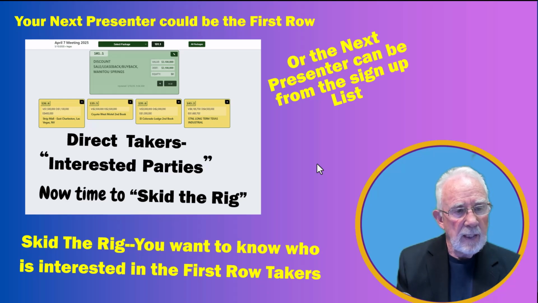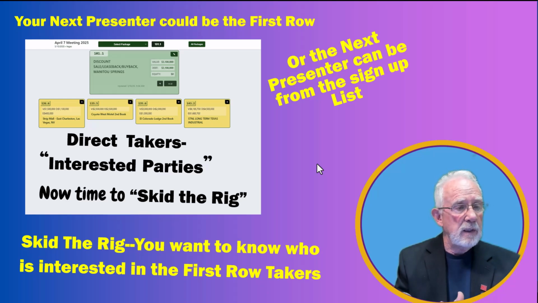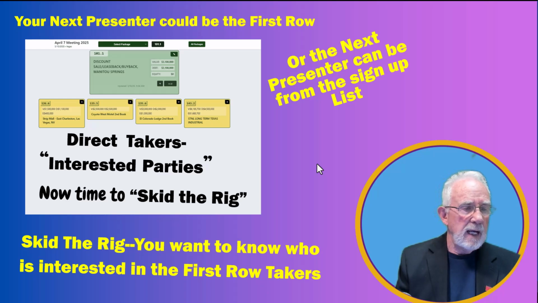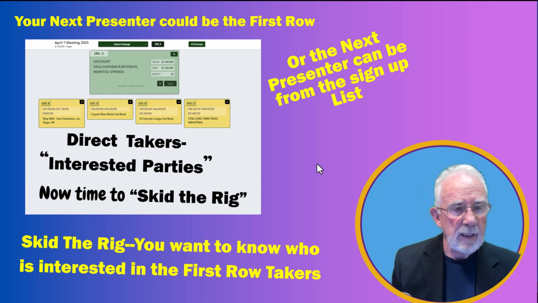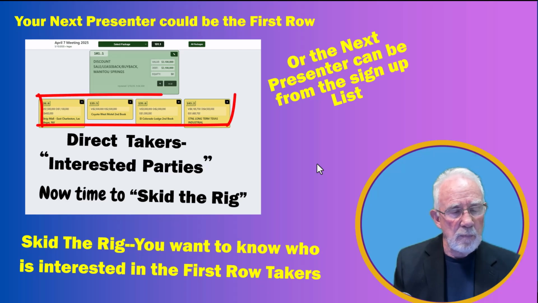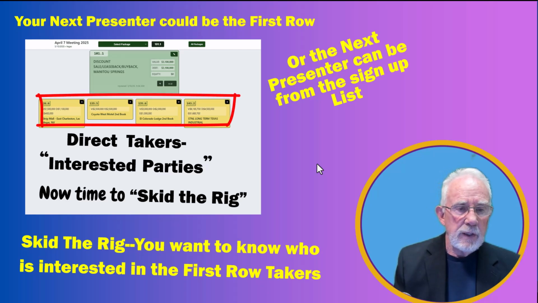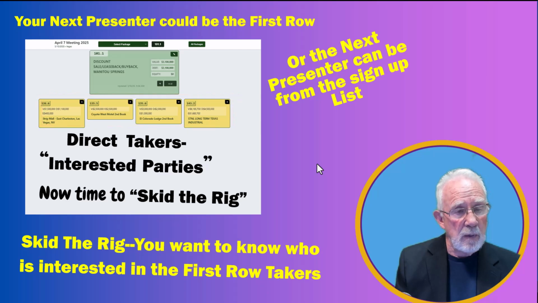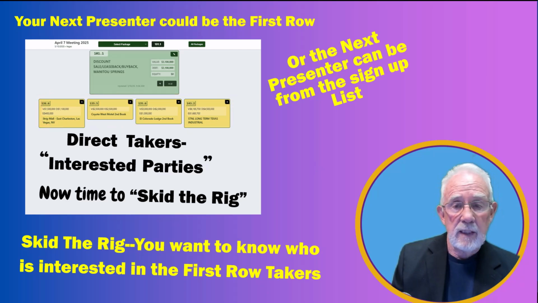Now, the reason you have the stacks is because a lot of times your client just does not feel that any of those 4 on the first row would fit their needs or their wants. And so now it's time to do what we call skidding the rig. In other words, to build the stacks, I want to know who is interested in one of those 4 properties on the screen. When you find out who's interested in those properties, then you offer your client many, many more choices, and that's called skidding the rig.